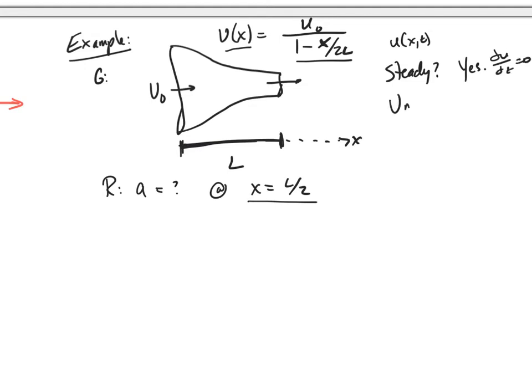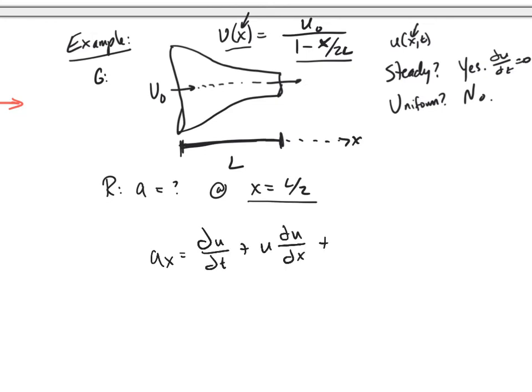Okay, what about uniform? Is it uniform? Well, definitely not, because u is a function of x. We've got the x right here. So therefore it is not uniform, which means that if I want to find the acceleration of this thing, and we're going to go right along this middle streamline here, I want the acceleration in the x direction. So that's du/dt plus u du/dx plus v du/dy plus w du/dz.